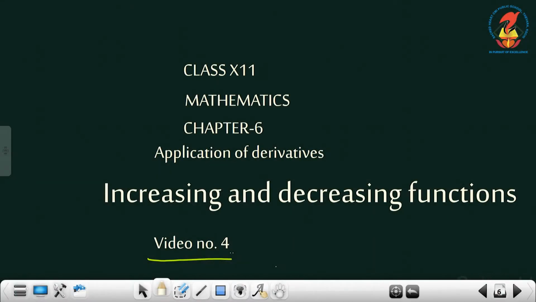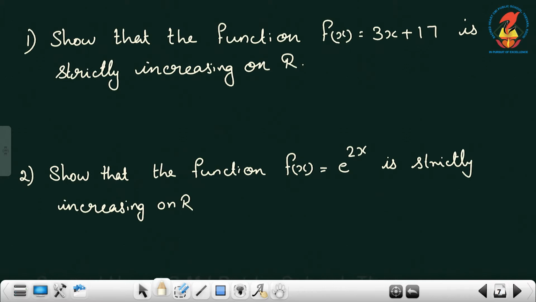Welcome back, children. In the last class we studied the meaning of increasing and decreasing functions, and how to check, using the derivative, whether a given function is increasing or decreasing. We can do more problems. So look at the first question. Show that the function is strictly increasing on R.